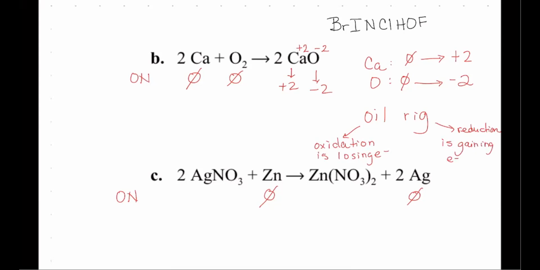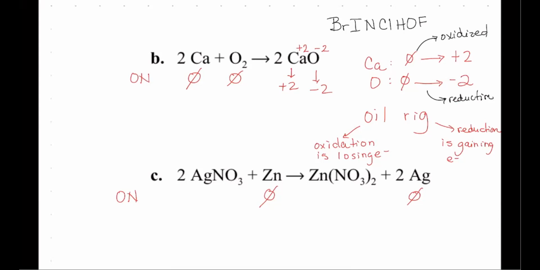Okay. So who got reduced? Who got reduced? Excellent. That means that the other one got oxidized. And we don't have a spectator ion in this one. Let's move on to letter C.